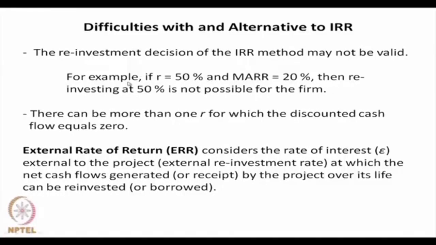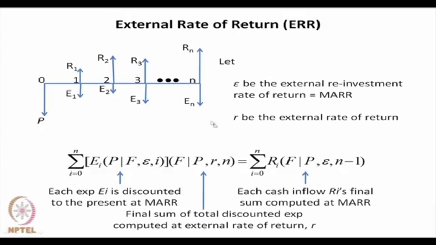This is what we have written here: the difficulty with the reinvestment decision of IRR and the problem of multiple values of R. These are two problems for which one goes for what is known as the external rate of return. It considers the rate of interest epsilon, external to the project, at which the net cash flow generated or received by the project over its life can be reinvested.